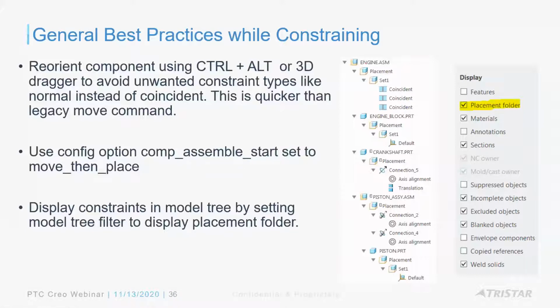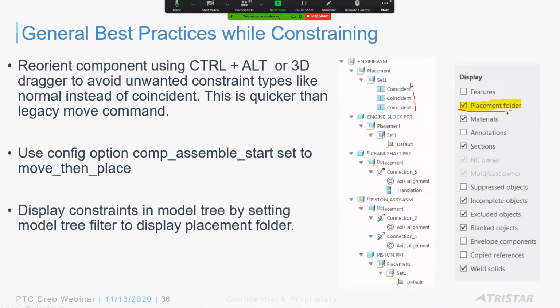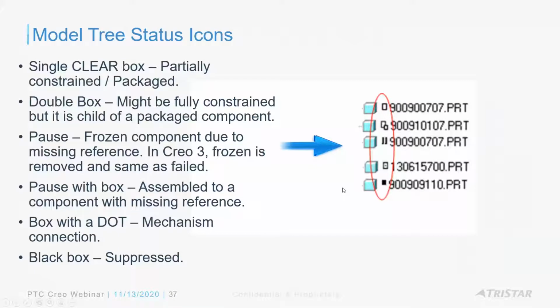You drop it, and if you had a component interface, even better. You can even automatically assemble it. So yeah, some of those have been there for a long time, nothing new. I also like seeing the constraints in my model tree. I always turn on the placement folder, wherein I can really see what type of constraint it is. Is it a connection versus a constraint? It'll expand it. I turn on all the features, obviously, when I see that.